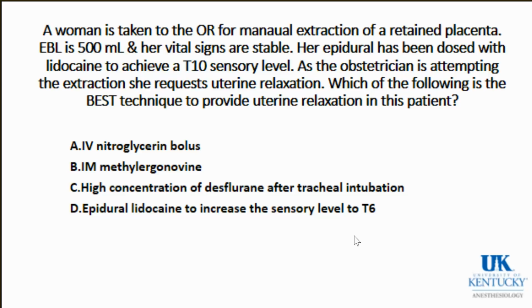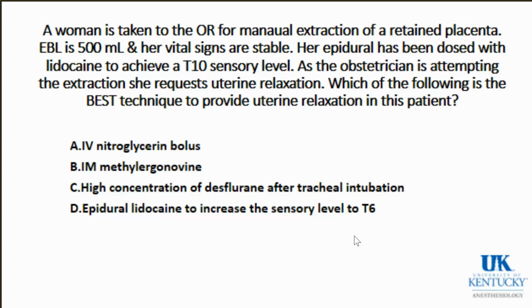Now, we're going to go on to uterine relaxation, retained placenta, another topic I've been asked to cover. So, a woman's taken to the OR for manual extraction of a retained placenta. EBL's 500. Her vital signs are stable. Epidural's been dosed, and she's got a T10 sensory level. And now, as the obstetrician's trying to remove that placenta, she requests uterine relaxation. What's the best technique for achieving that?